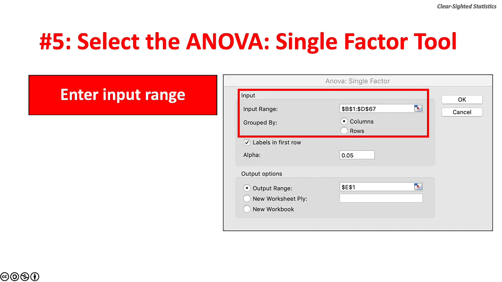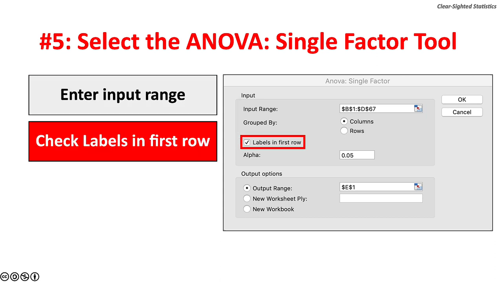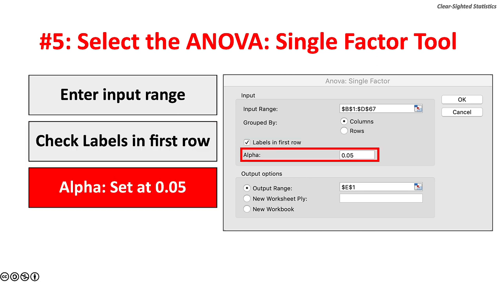Once you select the ANOVA tool, the input screen comes up. Enter the input range. This is the range of cells in Excel that holds the data. Because the data are grouped in columns, make certain that columns is activated. Place a check in the box that says labels. Checking this box means the range of cells you selected includes a column label. Doing so will make your result easier to understand.